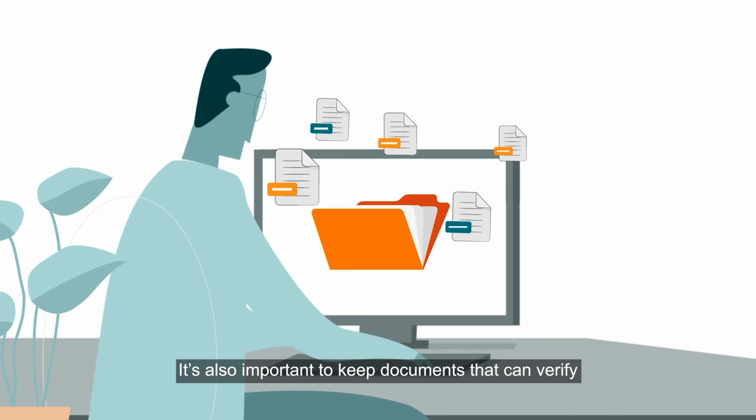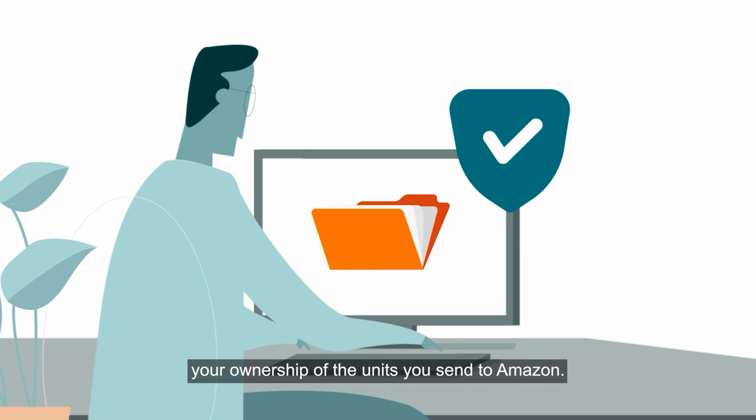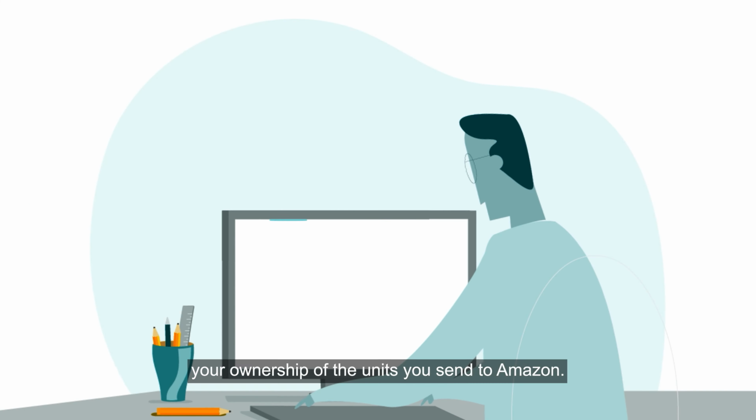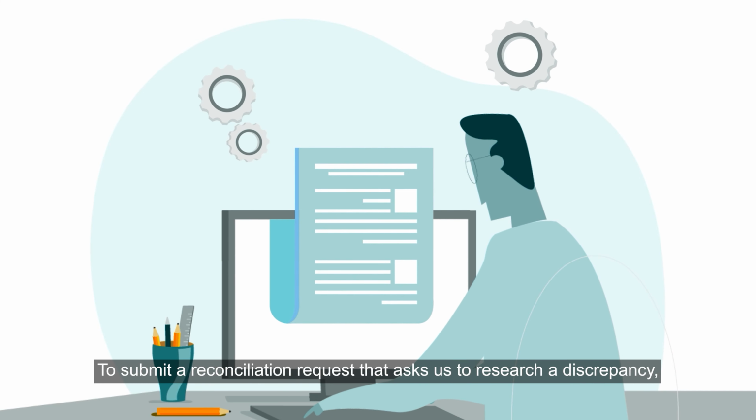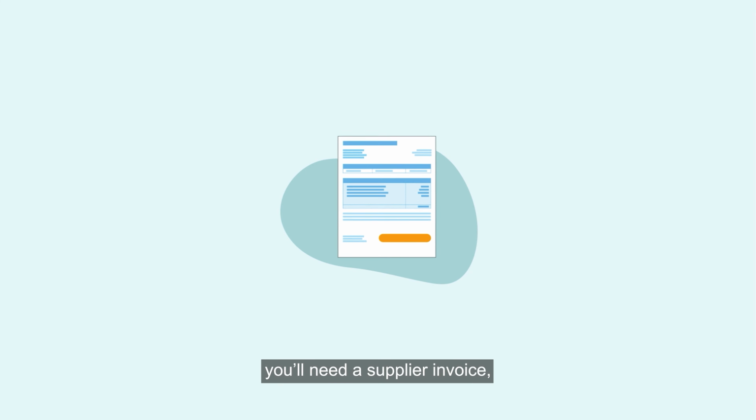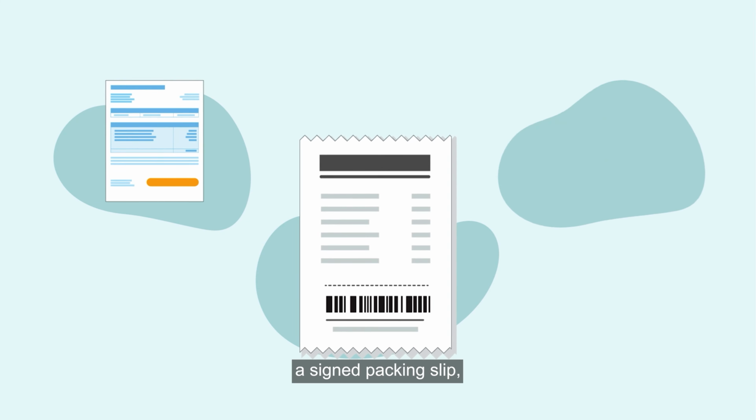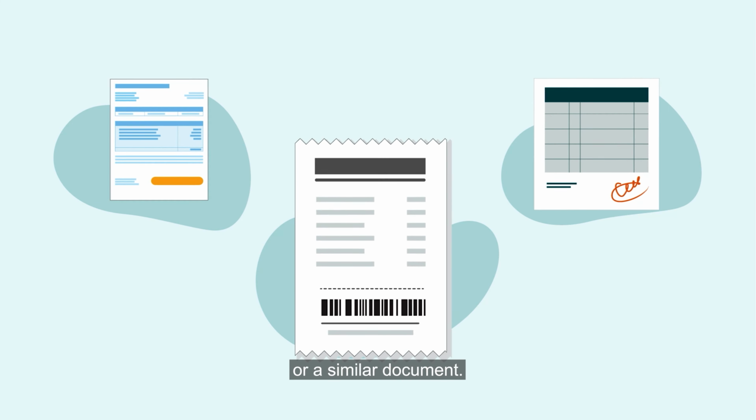It's also important to keep documents that can verify your ownership of the units you send to Amazon. To submit a reconciliation request that asks us to research a discrepancy, you'll need a supplier invoice, a receipt from another seller, a signed packing slip, or a similar document.